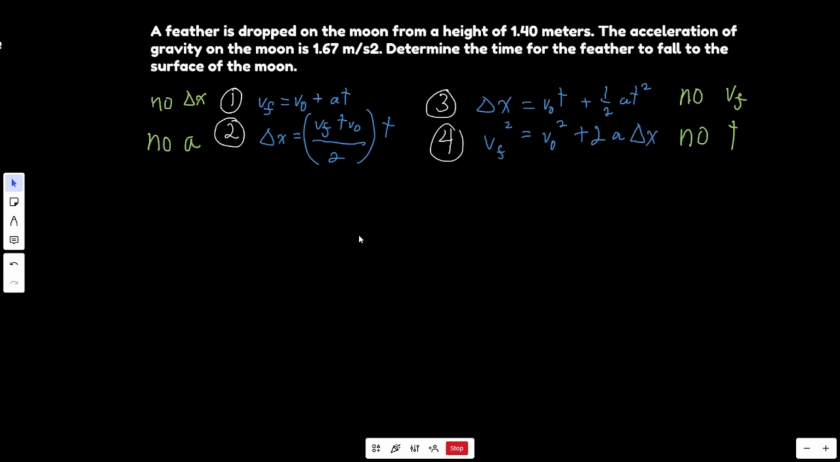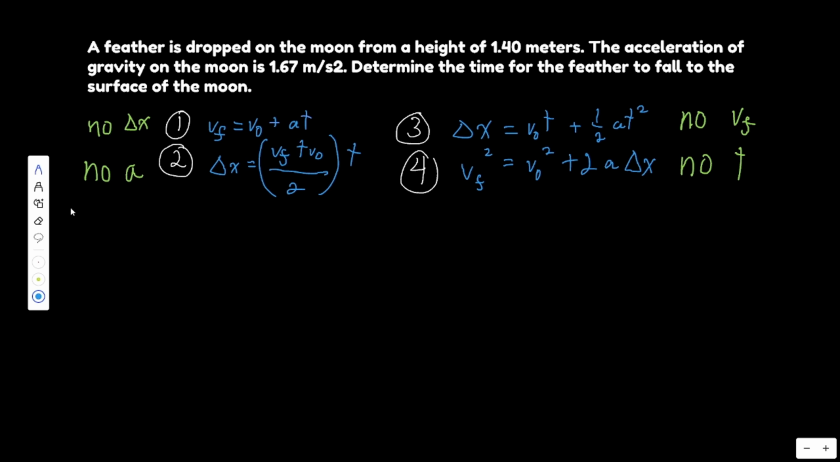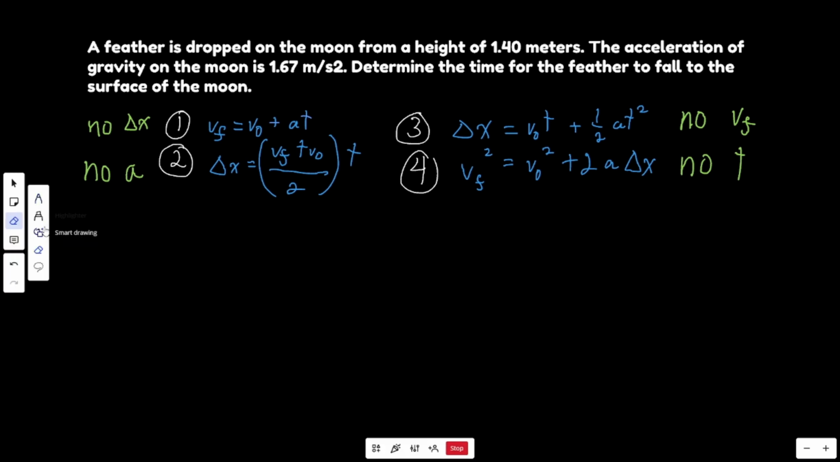Okay, so let's do this a bit faster. A feather is dropped on the moon from a height of 1.40 meters. The acceleration of gravity on the moon is 1.67 meters per second squared. So determine the time for the feather to fall onto the surface of the moon. So how do we do this?